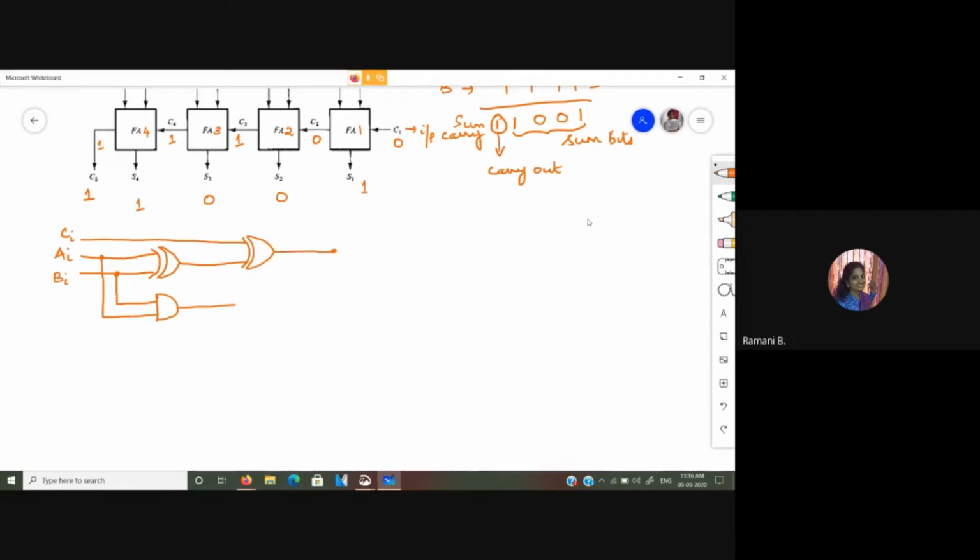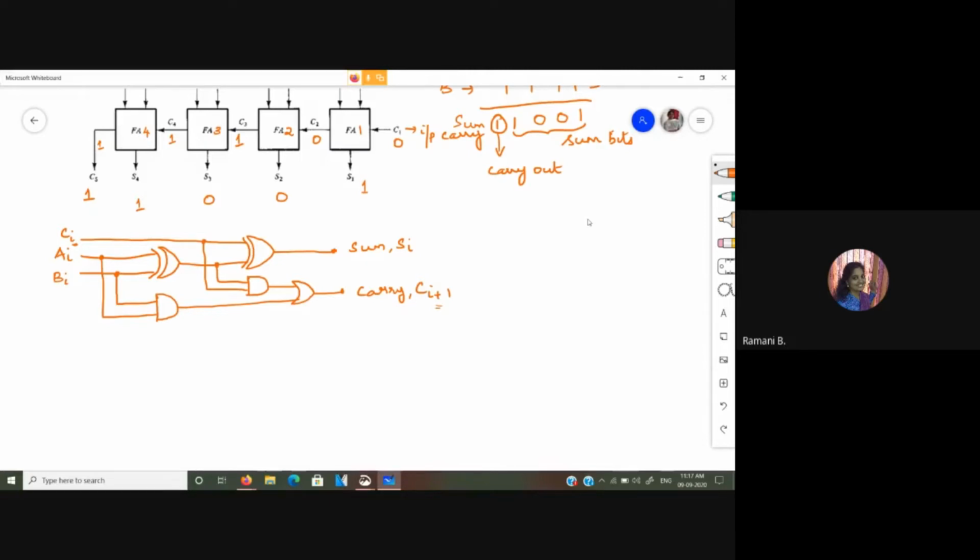So this gives me the sum Si, and ORing with this one will give me the carry Ci plus 1. Okay, this is Ci, so this is Ci plus 1. That is what the indication is.